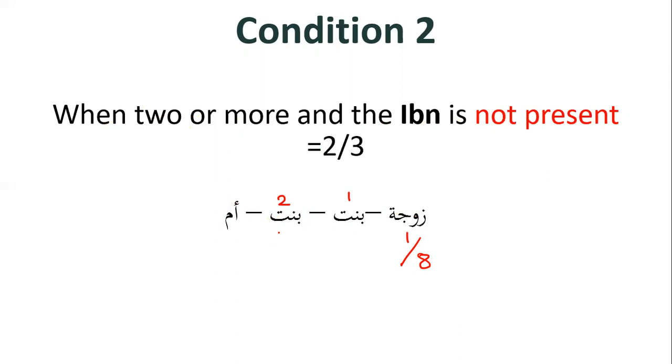And therefore, what we'll do is we draw a line underneath both the Bints, and we write 2/3, signifying that both the Bints together will receive 2/3. So in this situation, we need to be careful not to write 2/3 twice. We only write 2/3 once. We draw a line and we write 2/3, signifying that this 2/3 will be distributed between these 2 Bints over here.